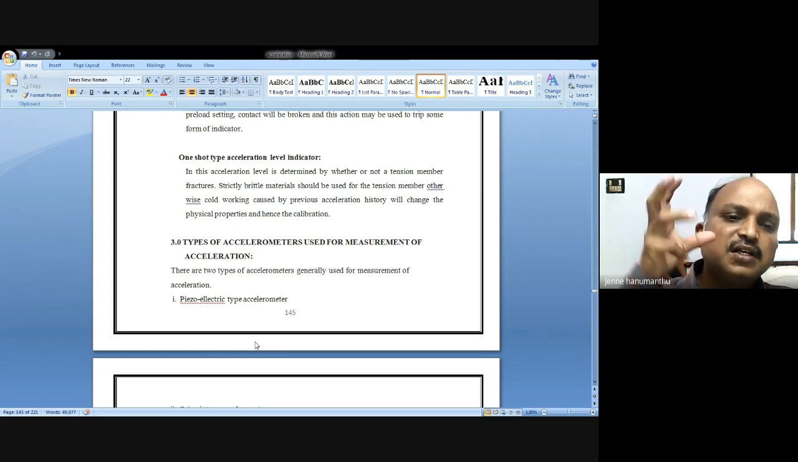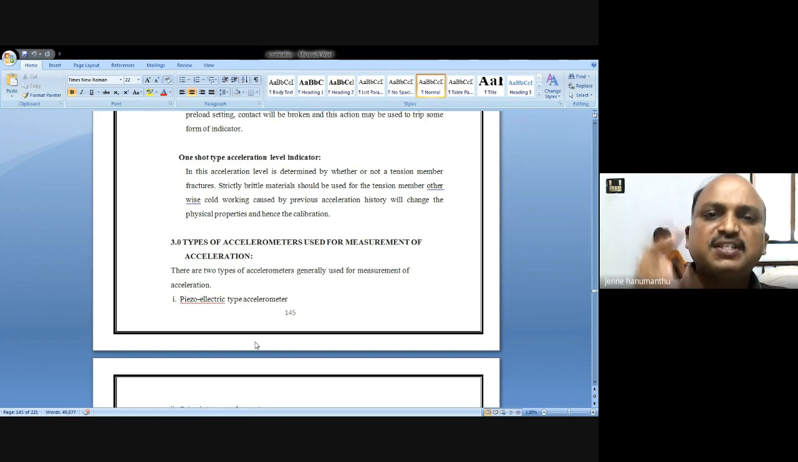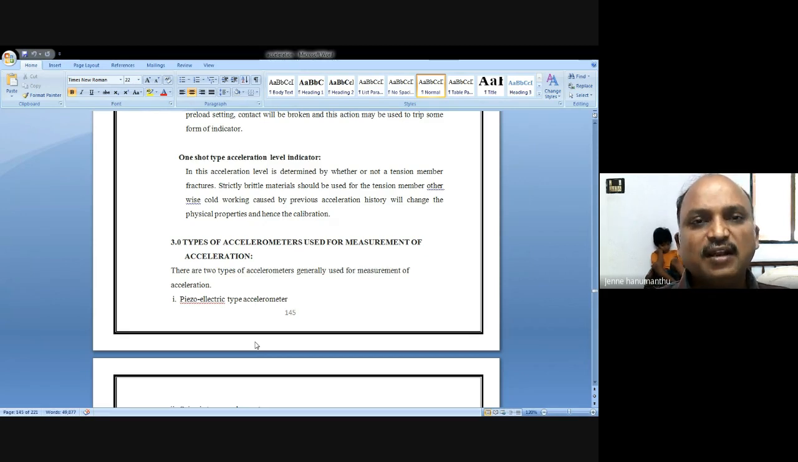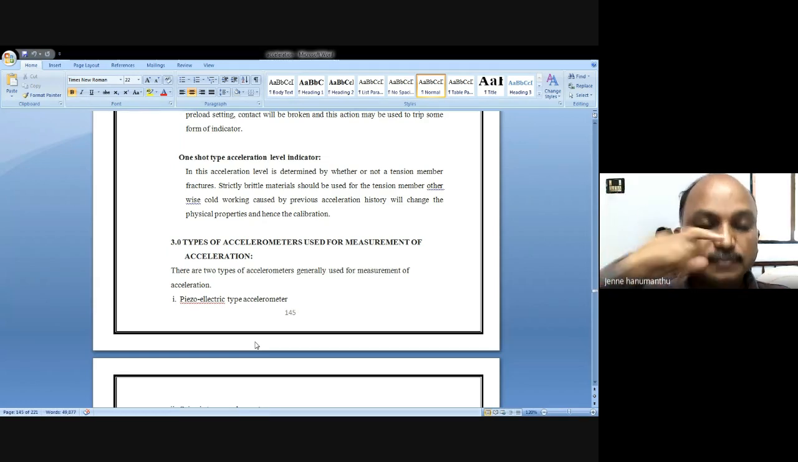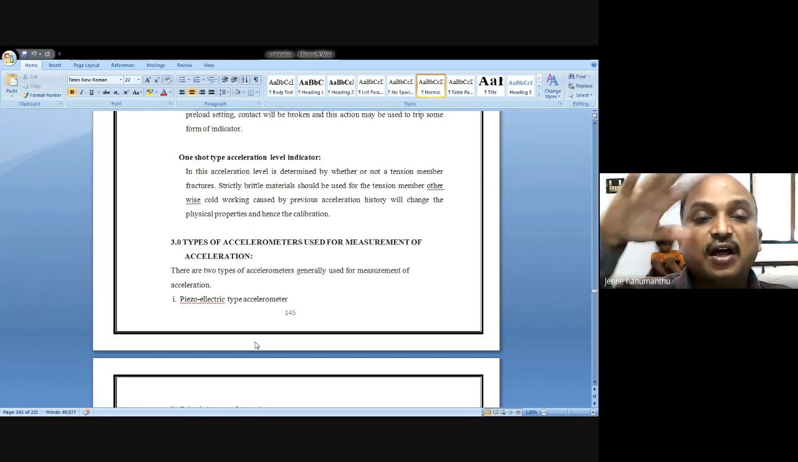But how is this device used for measuring acceleration? Very simple. The same structure is exposed to acceleration, that is, your accelerometer designed with piezoelectric material. What happens? Because of that acceleration, the body will have some motion. The piezoelectric accelerometer has some motion, right? So because of that motion, what happens?